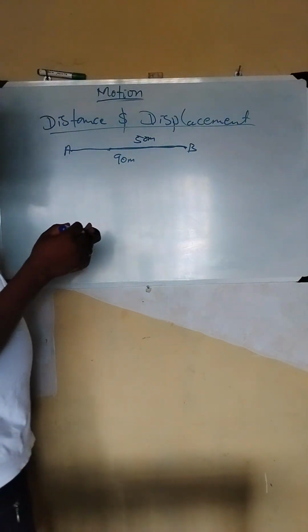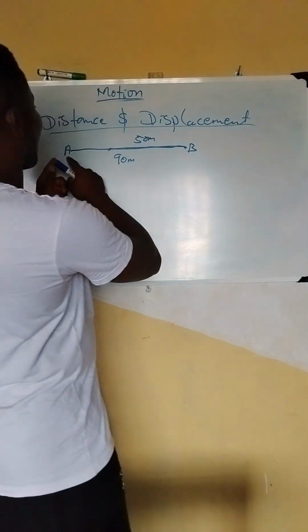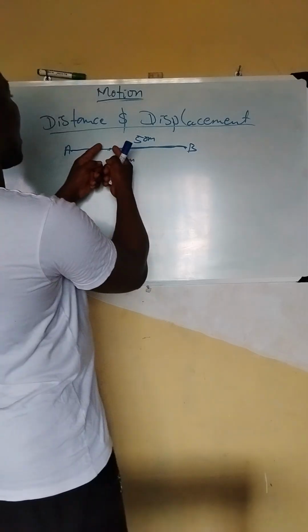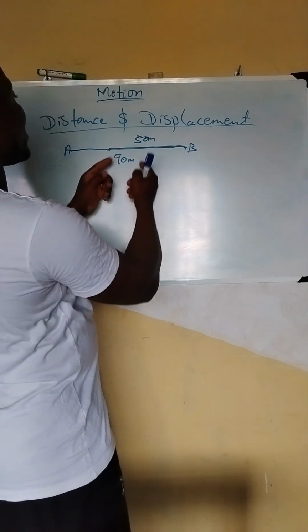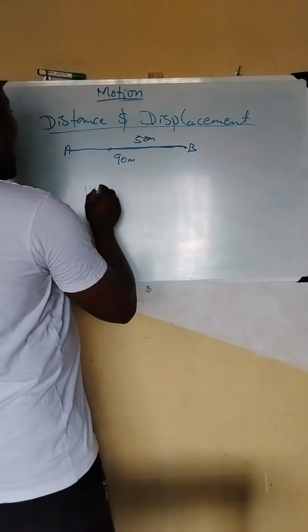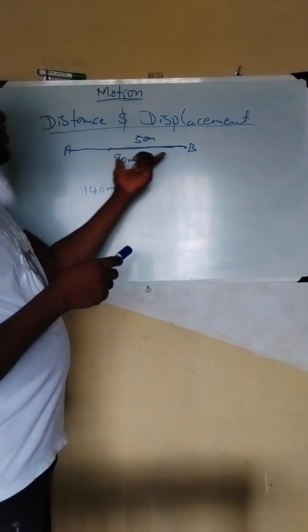If you want to calculate the total distance covered by this object, you will say that this object moves from here to here and covers a distance of 90 meters, and returns and also covers a distance of what? 50 meters. When you add 50 and 90, that will give you 140 meters. That is the total distance covered by this object.